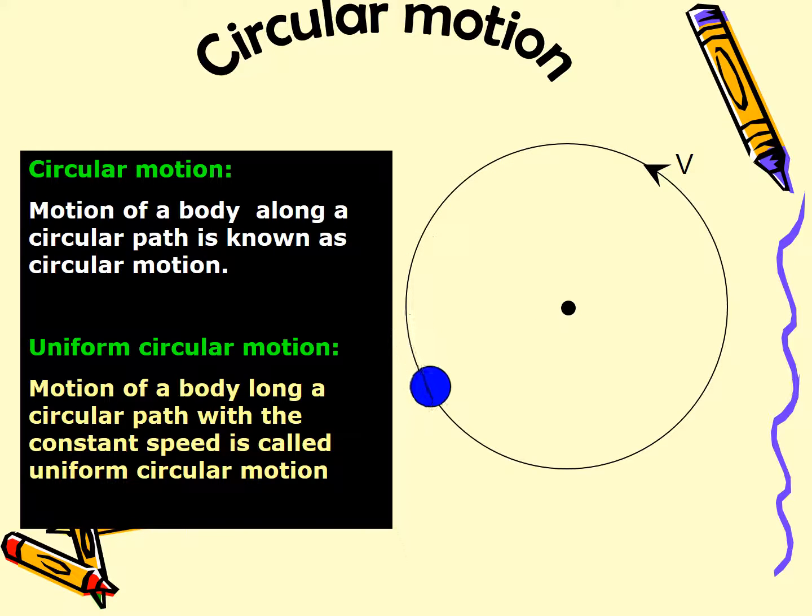We will try to understand circular motion. What is circular motion? Motion of a body along a circular path is known as circular motion.